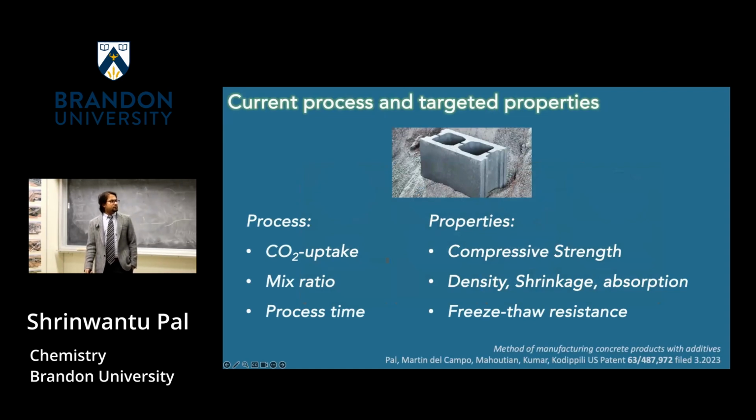The process involves, as I mentioned, CO2 uptake, mix ratio, and processing time. But really, in order for you to beat the concrete industry standards, the properties you're looking for are compressive strength, density and shrinkage, and absorption properties. So for example, you build a house and it starts raining. If your concrete blocks shrink too much or expand too much, your building would collapse. So these are critical things that the construction industry looks at.